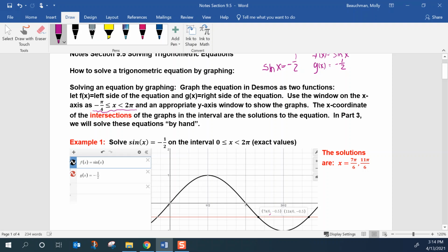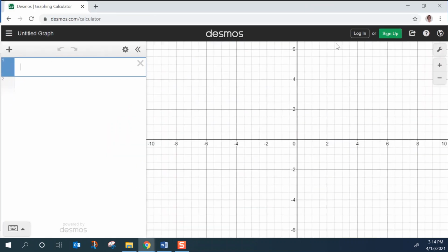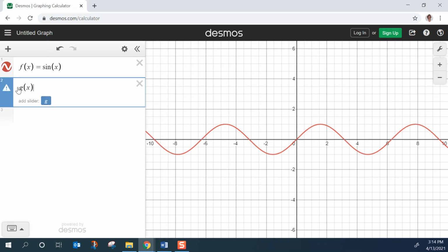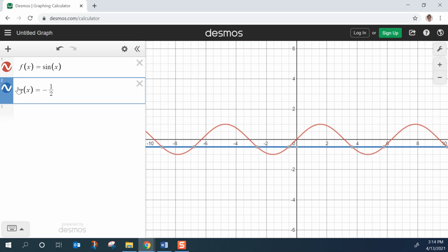So let me go ahead and open Desmos, and we'll take a look and see how to graph. So I've got the graphing calculator open. Let me bring it over. So I'm going to graph f of x is equal to the sine x. That was the left-hand side of the equation. And then the right-hand side was g of x is equal to negative 1/2. So notice it graphs it on a window, and it has whole number values. That's nice. That shows where it intersects.